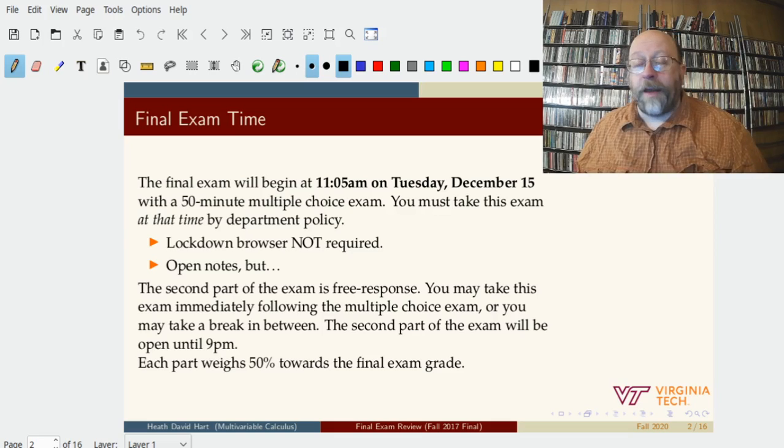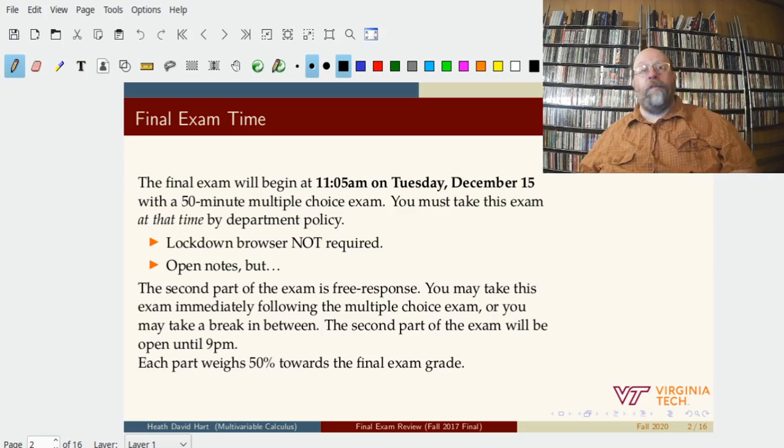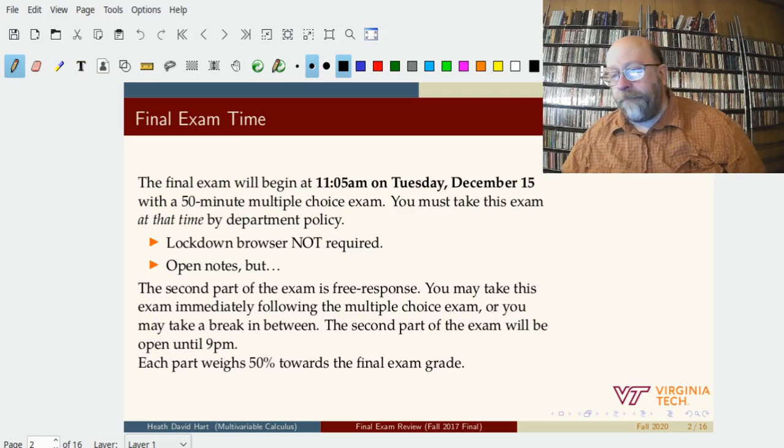So the second part of the exam is free response. You'll have until 9 p.m. that night to take it, so you do not have to take it right after the multiple choice part. You can if you want to, but if you want to take a break, you can. The two parts each weigh 50% towards the final exam grade. All right. If you have questions about the structure of the exam, let me know. I will try to get them answered for you.